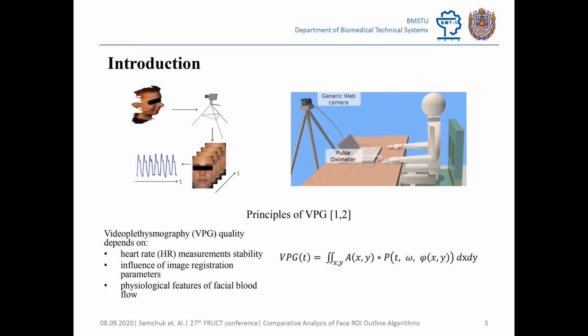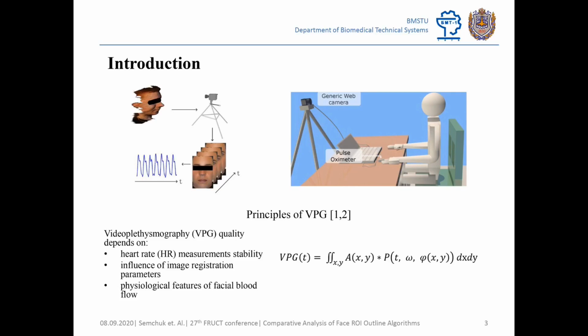Various modifications of methods for video images processing and VPG signals are presented in literature aimed at increasing heart rate (HR) measurement stability while reducing the influence of image registration parameters and taking into account the physiological features of facial blood flow. A VPG signal acquisition model can be described using the given equation. This expression allows to select several research areas at once.